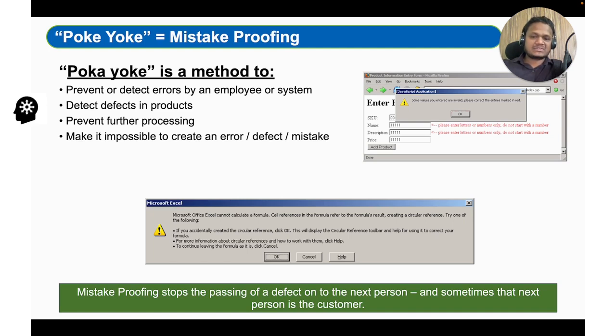So mistake proofing stops the passing of a defect on to the next person. And sometimes that next person is the customer. Imagine if a defect is detected by the customer, then you lose the reputation, you lose the business. So we cannot take a chance.